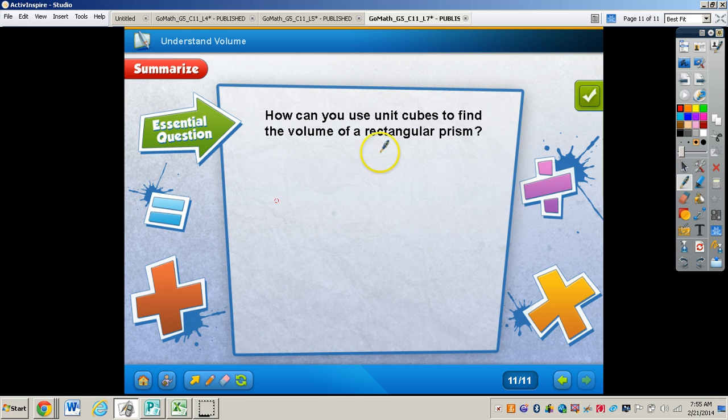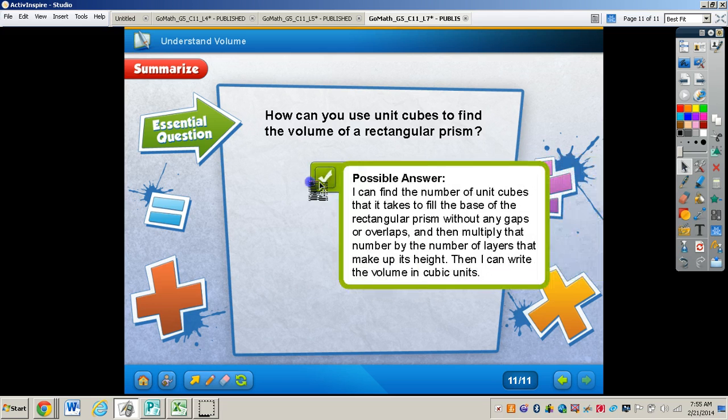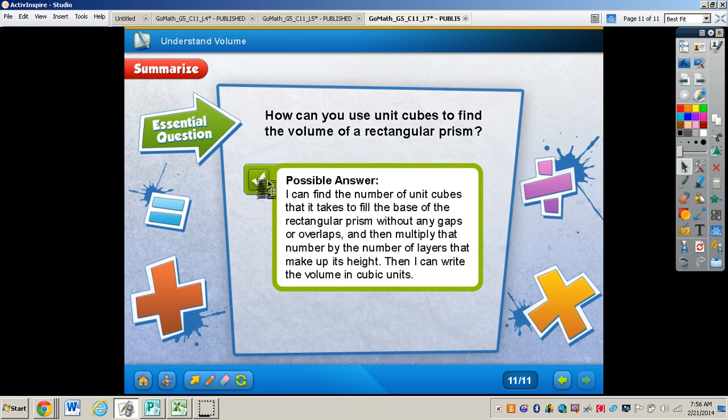Okay, so we have our essential question: how can you use unit cubes to find the volume of a rectangular prism? We can answer this question by saying I can find the number of unit cubes that it takes to fill the base of the rectangular prism without any gaps or overlaps, and then multiply that number by the number of layers that can make up its height. Then I can write the volume in cubic units.